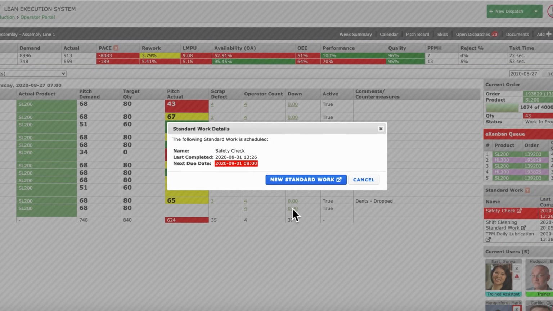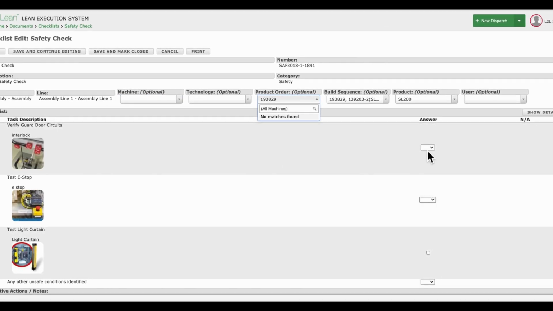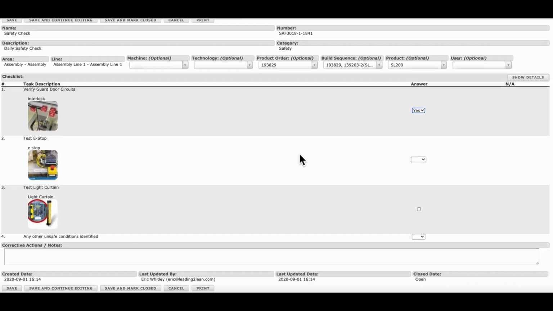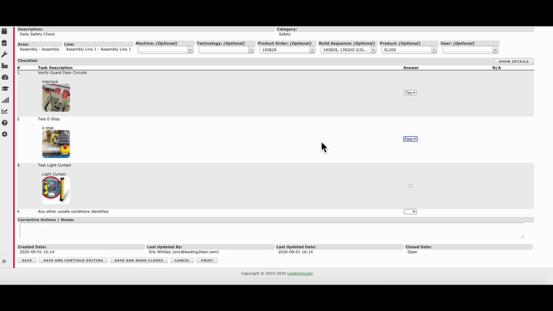L2L's production module also interfaces with L2L's document control to launch digital standard work documents directly to the production associate for completion of daily tasks such as 5S routines, TPM checks, and quality standards, to name a few.